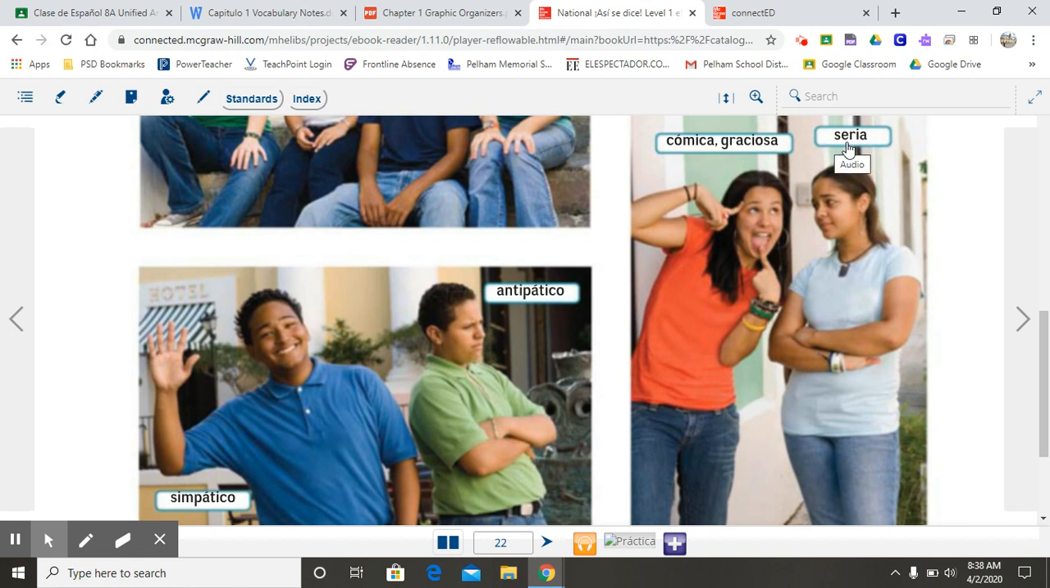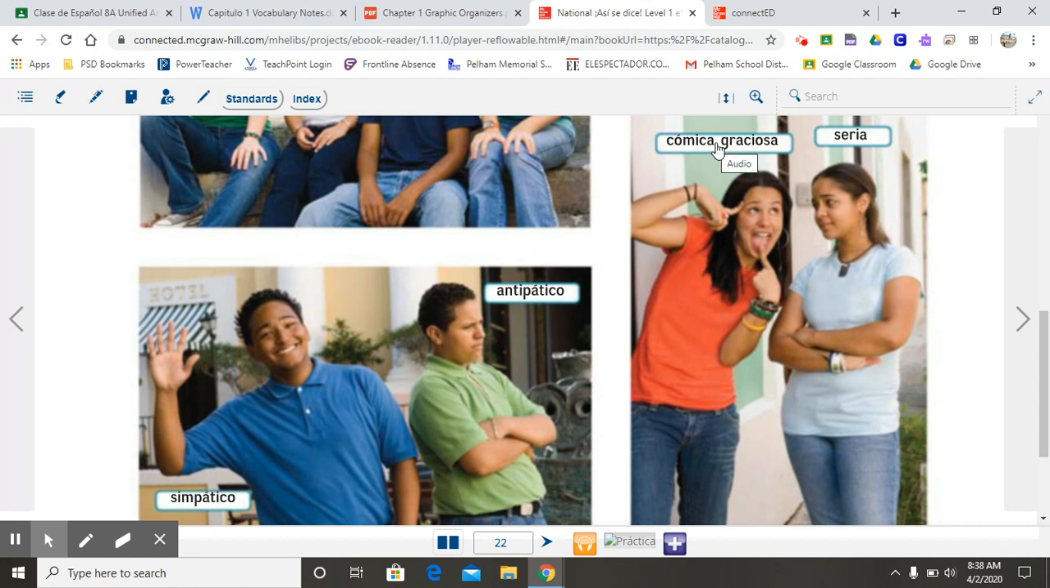All right, practice the word. Ready? Seria. If it was a boy, serio. Good. This girl, she's trying to be funny, right? So take a look at this word now. Try to say this one in Spanish and see if it reminds you of a word in English.